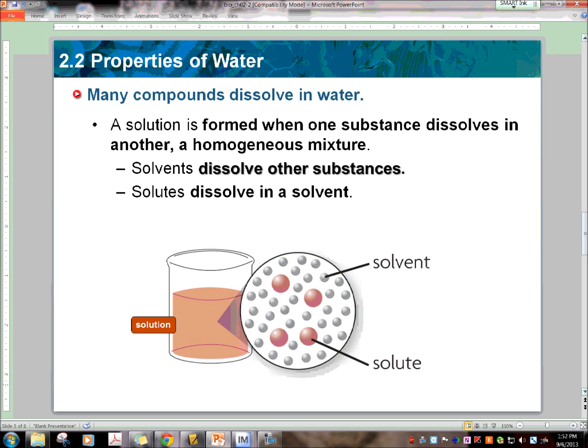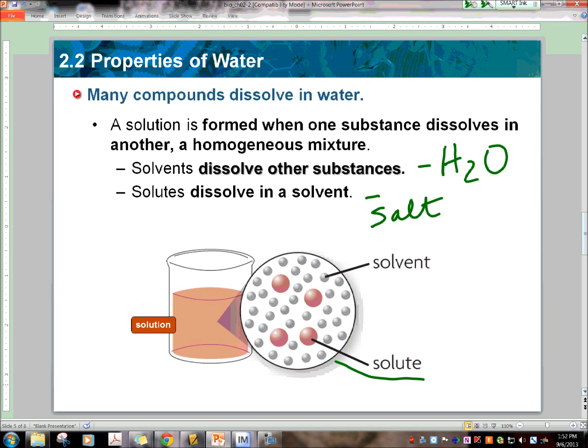In the two lower boxes, solvents dissolve other substances, and solutes dissolve in a solvent. For example, the universal solvent, this is what we've been talking about, it actually dissolves everything given enough time, is water, H2O. These solutes right here could be a variety of things, for example, salt or solids.